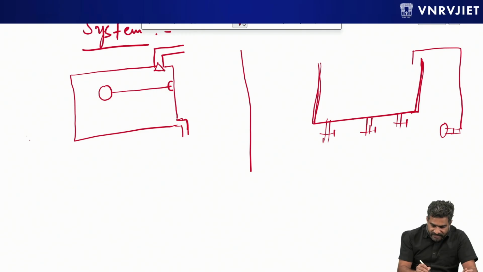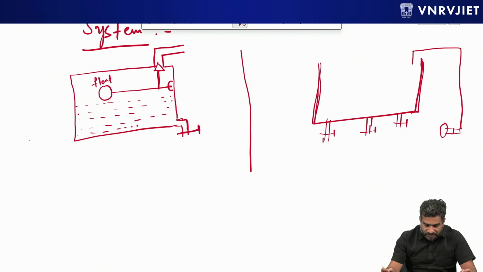there is a linkage pivoted here, and this is a well-known float. This is a float that is basically used to measure the liquid level, right? And here is the tap outlet. And so probably you might have observed this in your regular life also.